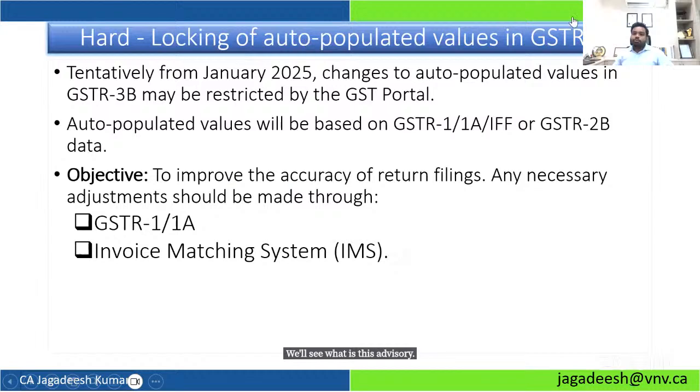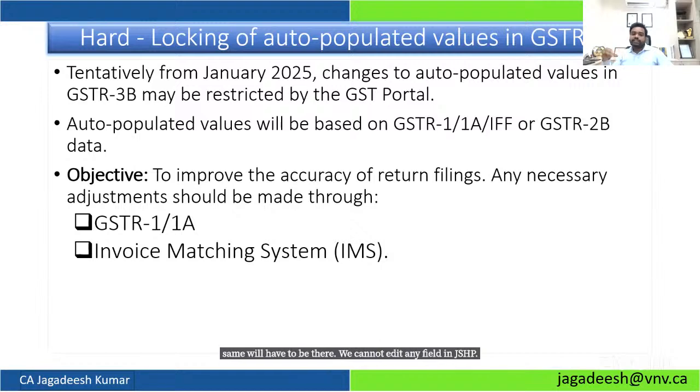Hard locking of auto-populated values in the 3B. Till now, if we want to change anything in the GSTN 3B auto-populated figures, we can change it. But from Jan 2025, this is the tentative date, not the exact date, GSTN has proposed to freeze the figures in the GSTR-3B. Whatever the auto-populated figures coming into the 3B, the same will have to be there. You cannot edit any field in GSTR-3B.